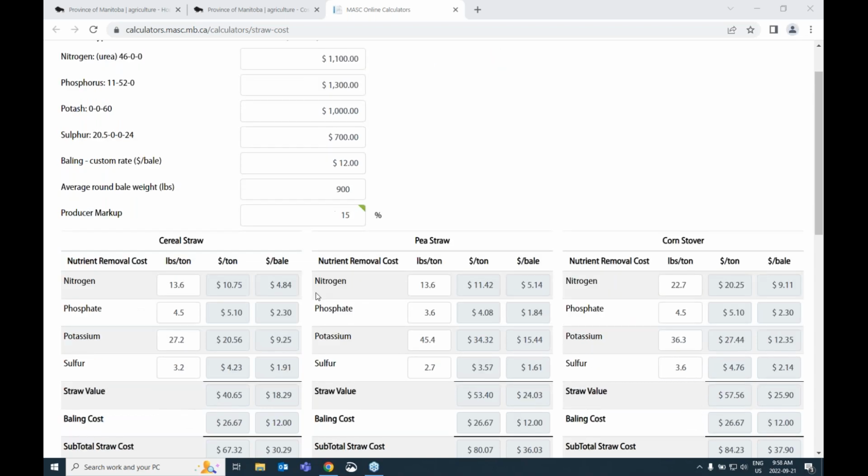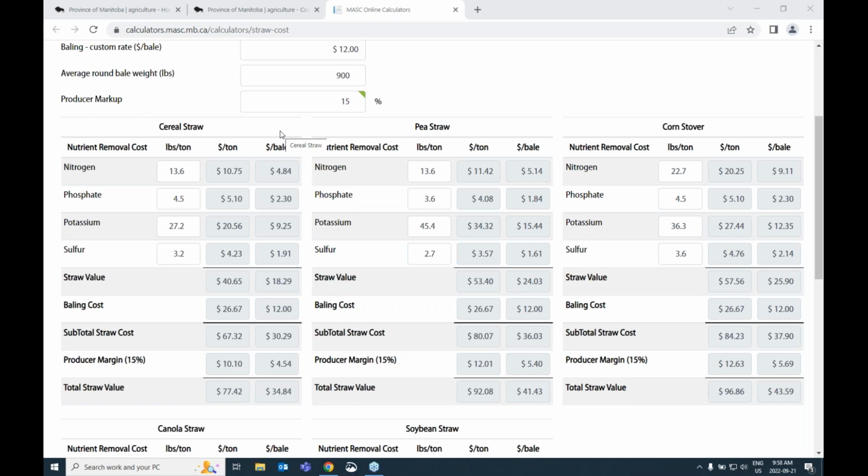So we scroll down the page here a little bit. I'll focus mainly on cereal straw, but we do have cereal straw, corn stover, pea straw. Those are some of the main ones that we see. We also have canola and soybean straw as well. But as we can see here in the cereal straw, the potash makes up about half the value of the nutrient value in the straw. And there's some agronomic caveats I'm sure John's going to touch on shortly, but using these numbers and a 900-pound bale, we can see a straw value of just over $18 per bale. And if we throw in the baling cost, we're up to in that $30 range.